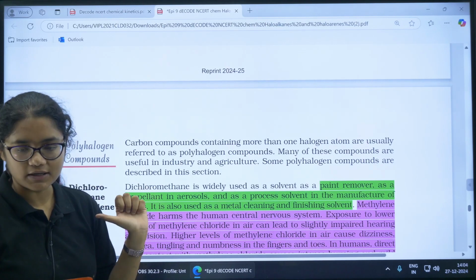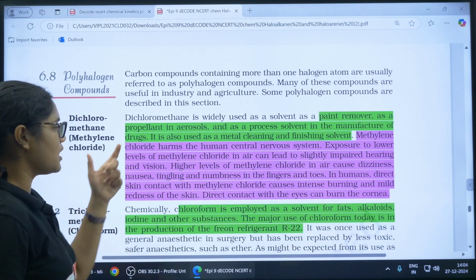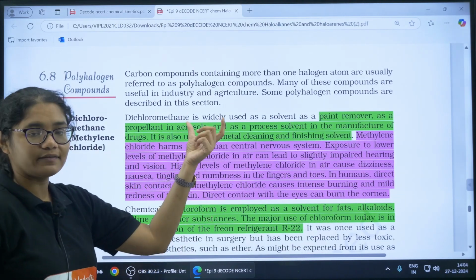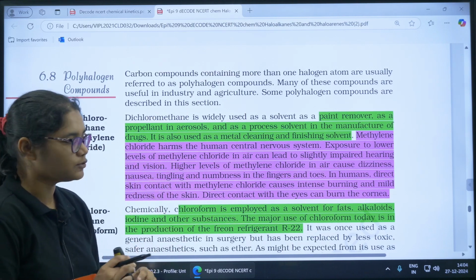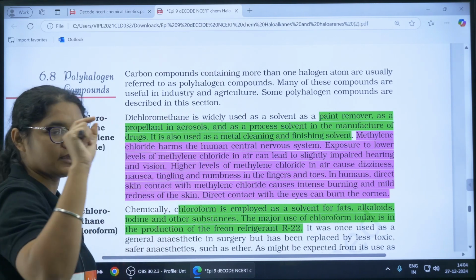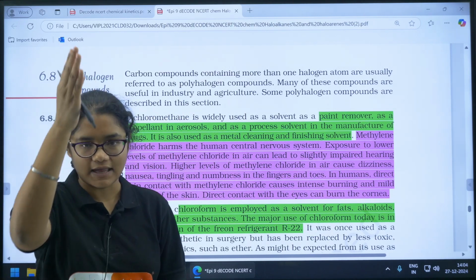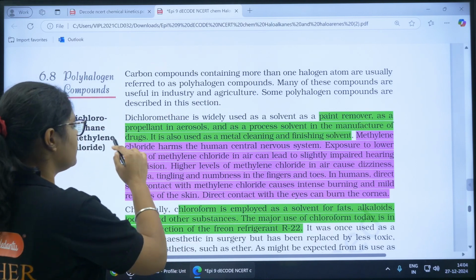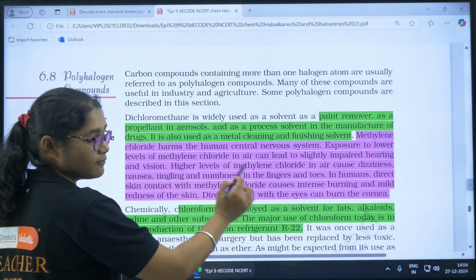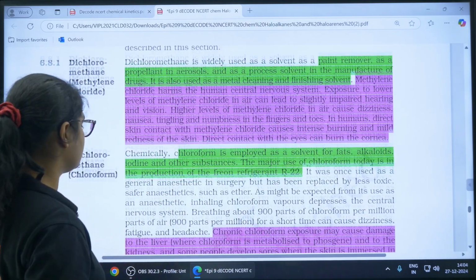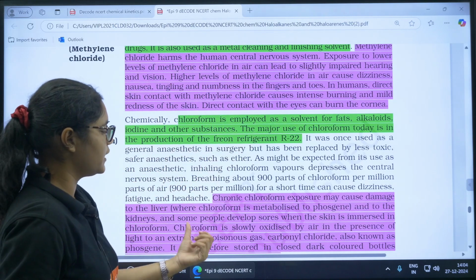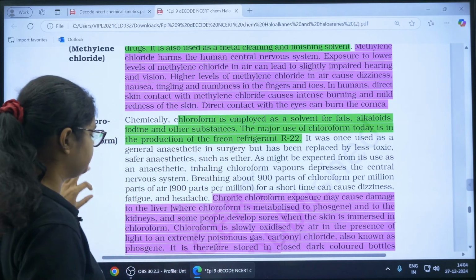Okay. Next, all in-text questions are important. Coming to polyhalogen compounds. So here I have marked with green and pink. So green are the uses, pink are the harmful effects. So you have to read this green, make a table of harmful effects and uses. So for dichloroethane, these are the uses, these are the harmful effects. Next coming to trichloromethane, this is the use, okay, and this is the harmful effect.